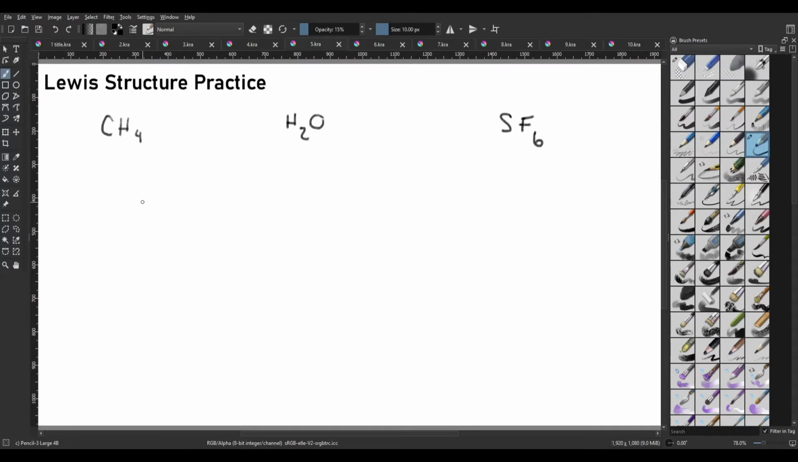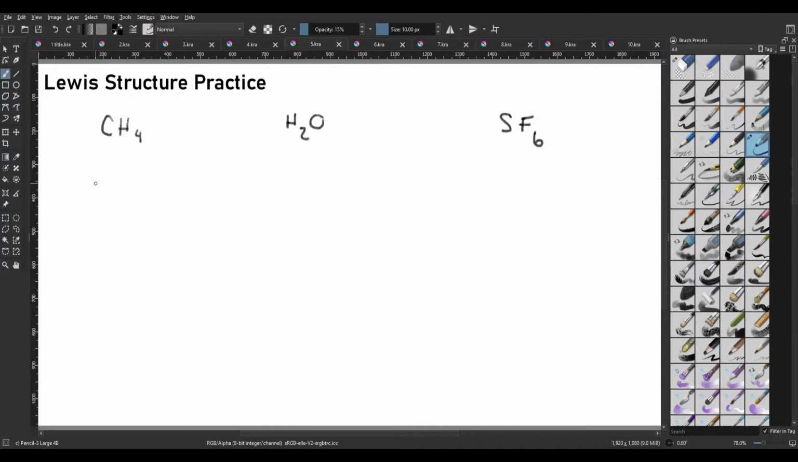Okay, so we're going to do some practice. We're going to learn how to draw Lewis structures here. We've got three examples and three more on the next slide. Lewis structures deal with the valence electrons in a molecule, a covalently bonded group of atoms. So the first thing we want to do when we want to draw a Lewis structure is count up and add together the total number of valence electrons in the molecule. So atom A's valence electrons plus atom B's valence electrons, and so on and so on.